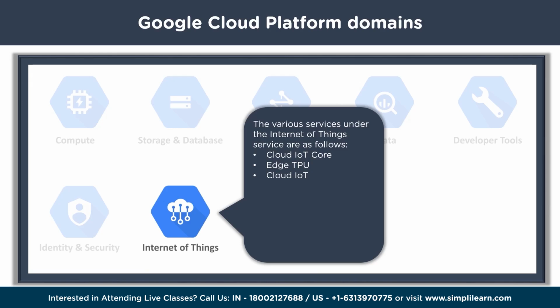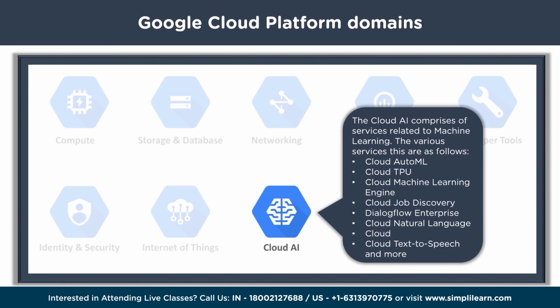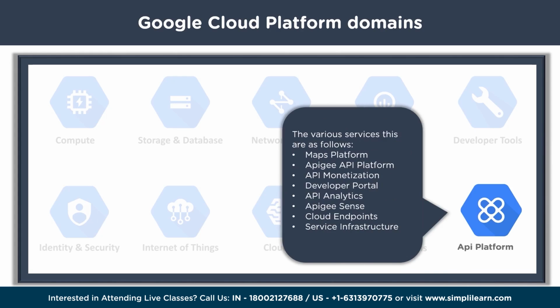You also have cloud services which are related to Internet of Things. These would be used by organizations who would be working on IoT devices or the data generated by these devices. Various services here are Cloud IoT Core, Edge TPU, and Cloud IoT. Also, when we talk about cloud AI, that is artificial intelligence, this comprises services related to machine learning and much more. So you have Cloud AutoML, Cloud TPU, Cloud Machine Learning Engine, Job Discovery, Dialogflow Enterprise, Natural Language Cloud, Text to Speech, and much more.